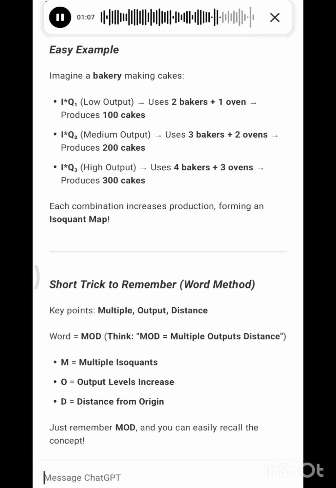Hack, short trick to remember. Key points: multiple, output, distance. Word equals MOD. Think multiple, output, distance. M equals multiple isoquants, O equals output levels increase, D equals distance from origin. Just remember MOD, and you can easily recall the concept.